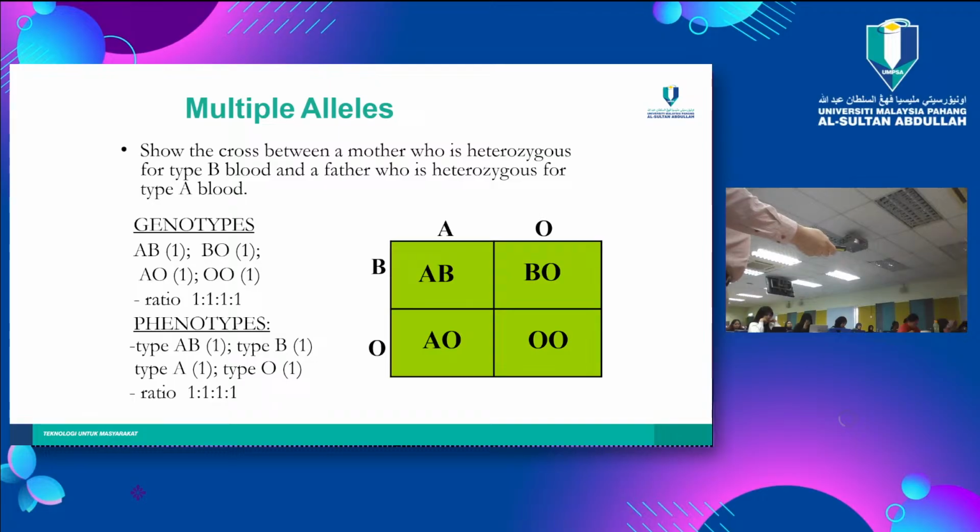So if you do the crosses, you expect to get this ratio. So you get the AB, the B, A, and O. So you get all these four ratios.